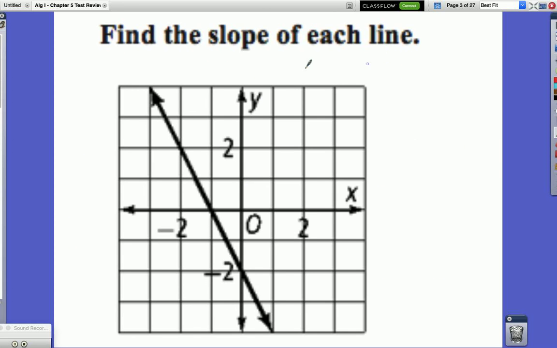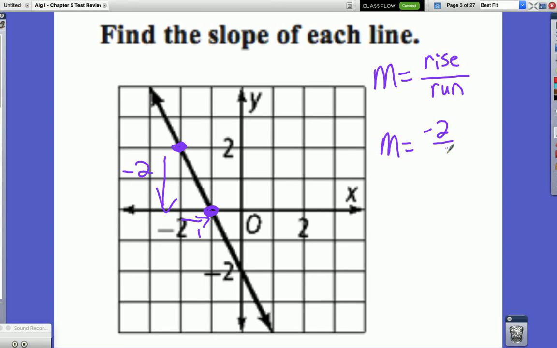Find the slope of the line given the graph. Anytime you use a graph, we use rise over run. So pick any 2 points. I like to trace the line and find 2 points that are close together. So here's a point. Here's a point. So this one is going down. When we go down, that's a negative 2 over 1. So our slope is negative 2 over 1. Simplified as just negative 2.